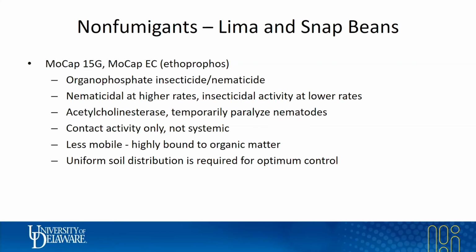But this one is contact activity only, not systemic. This one is a little bit less mobile and it can be highly bound to organic matter. So because of this, it is important to get a uniform soil distribution. And because this one's contact only, as you know, if we have a lot of rainfall, or high moisture environments, it may leave the system sooner since it's not getting as much systemic activity into the plant.